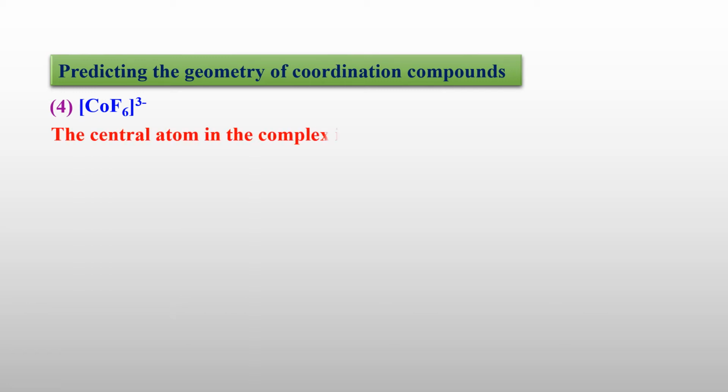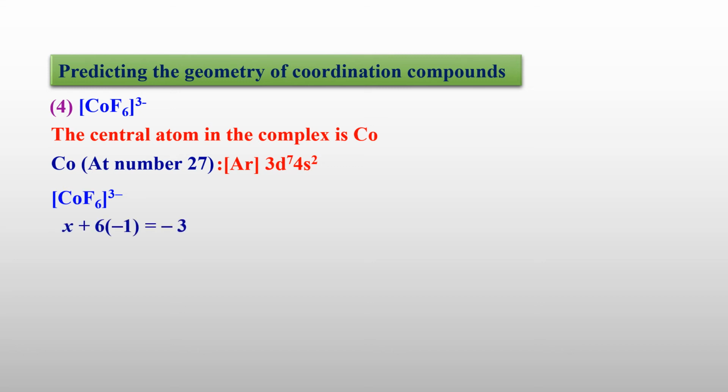Now in this the central atom or metal is cobalt. The atomic number of cobalt is 27. Then we'll write the electronic configuration. The nearest noble gas is argon, 4s2 3d7. Now we'll find out the oxidation state of the metal in the complex. So X plus 6 ligands are there, -1 is the charge of the ligand, is equal to the whole charge on the complex, -3. Then you will get X is equal to 3. Then it is a cobalt plus 3 oxidation state.